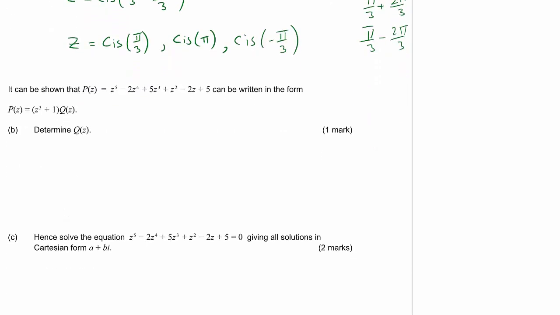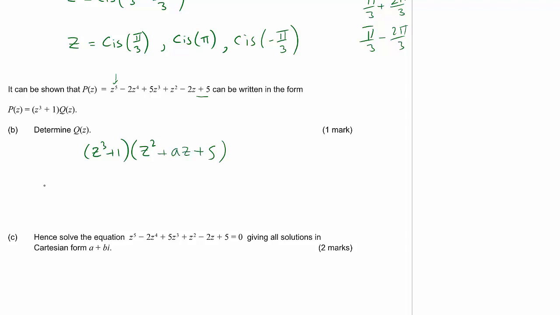So it can be shown that p of z is this polynomial just here, with z to the 5 as the leading term. And it can be written in this form. So we've got z cubed plus 1 times q of z. Well, if the highest term here is z to the 5, and it's a single z to the 5, we must have a z squared here. If we've got a plus 5 here and this is a plus 1, this must be a plus 5, and what we're not sure about at the moment is the middle.